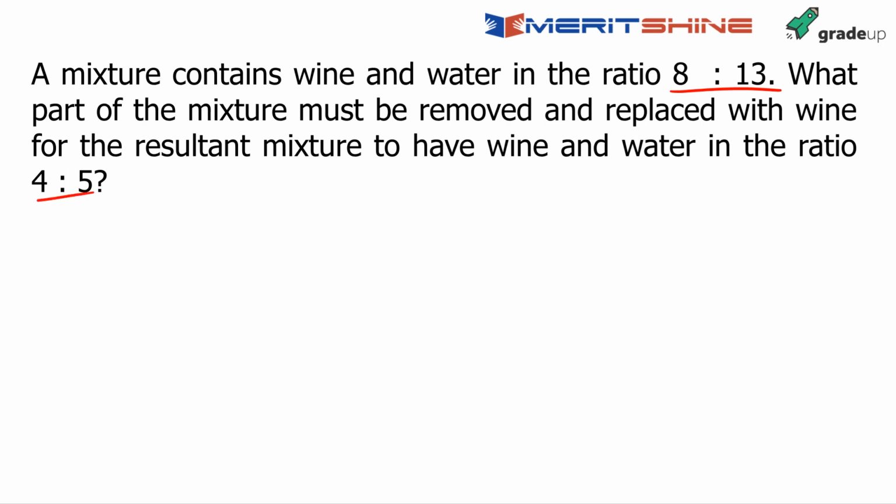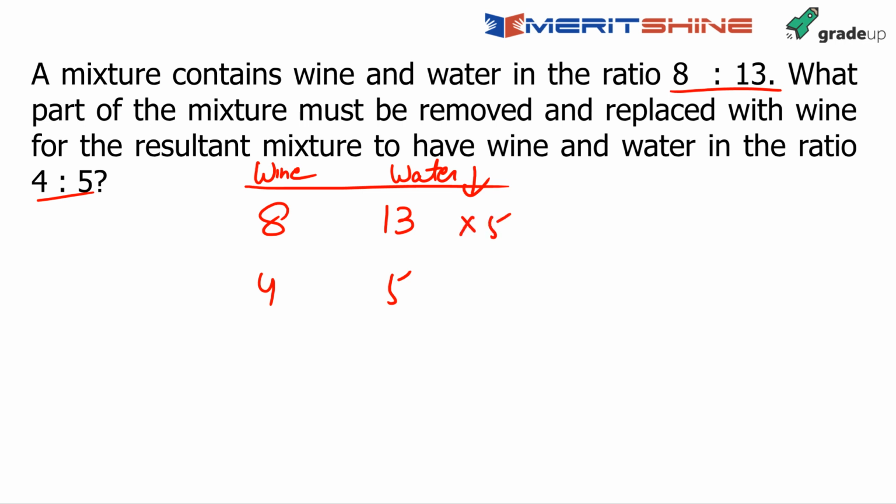8, 13, 4, 5. So we'll just work like we did in the previous question. This is 8, 13. This is 4, 5. So this is wine and this is water. You need to realize quickly that you have to keep this thing constant here. To keep this thing constant, you multiply this upper equation with 5, and you multiply this one with 13.